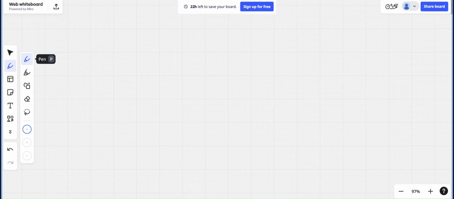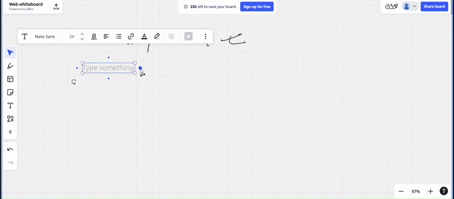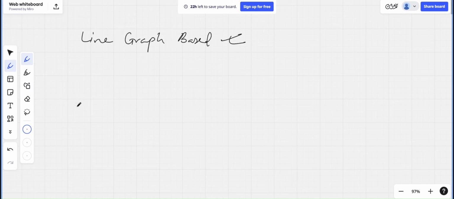Let's do line graph based questions. So it's a big question. This one is a big question. I don't know if we can complete it within this time. But year will be here, and state.